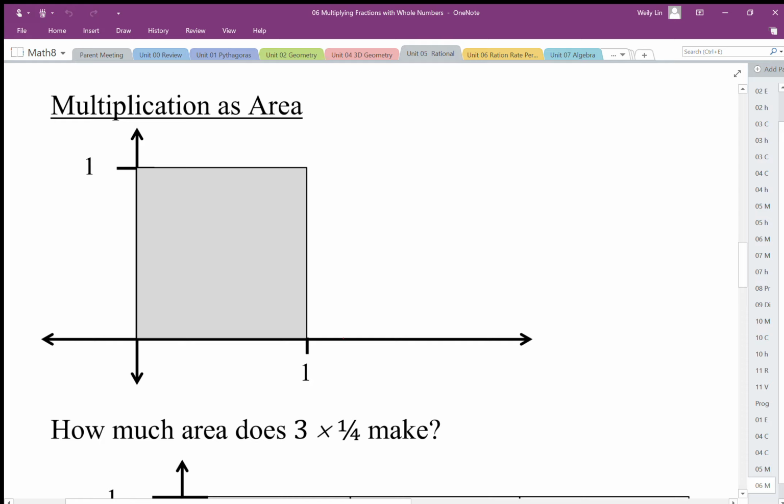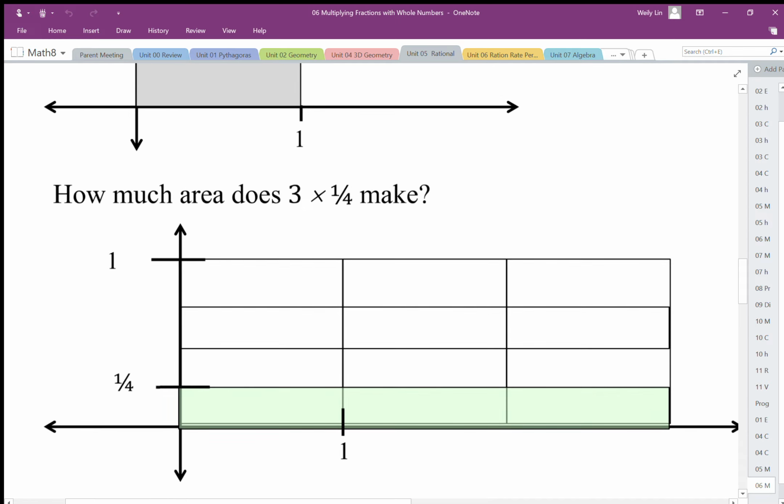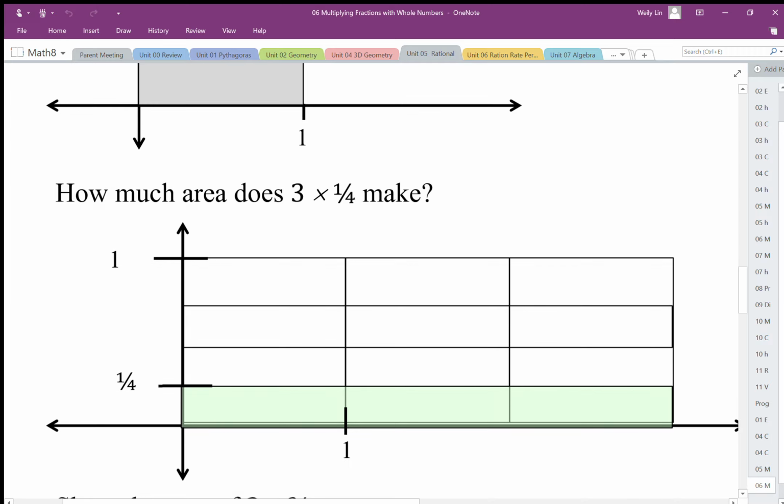So here I have a number line going to the right, a number line going vertically, and if I take this length of 1 along the horizontal and length of 1 along the vertical, this shaded area represents one whole part. So what does a multiplication of a whole number with a fraction look like? Well, I have 3 times 1/4, and if I want to use the area model, I'm looking for the area that I get when I multiply a length of 3 with the length of 1/4.